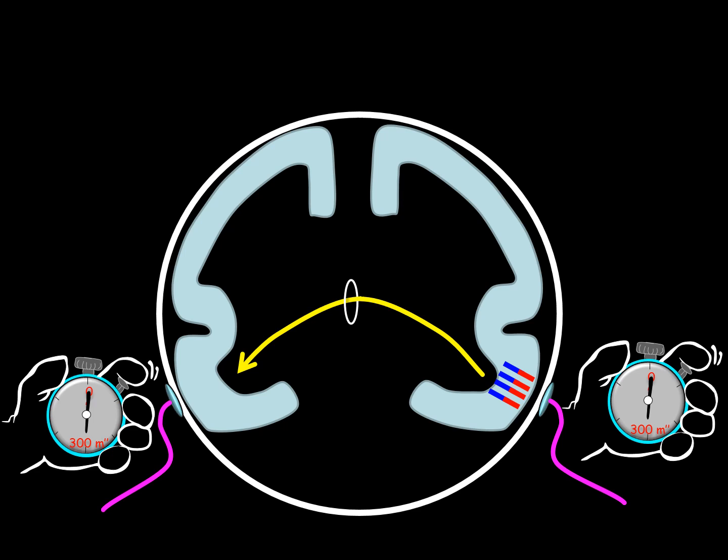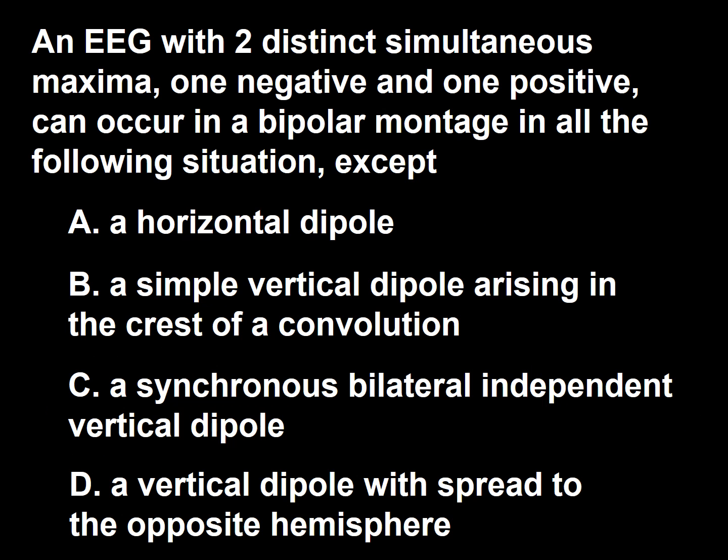A third possibility is that the dipole gets transmitted to the opposite side of the brain and therefore creates a field on the opposite hemisphere, because of crossover. This situation, that is the transmission of one side of the dipole to the opposite hemisphere, usually occurs on very rare occasions in the temporal lobe. So the answer to this question is B.